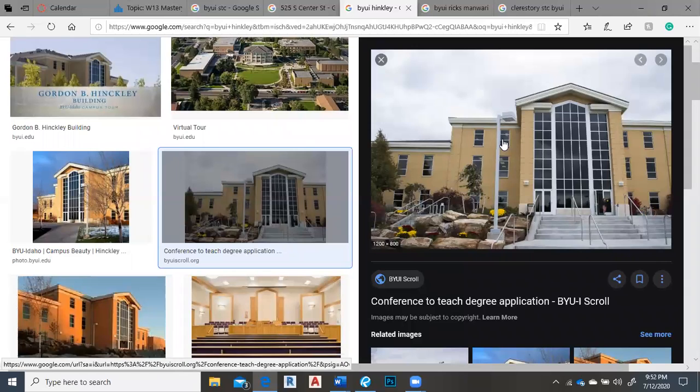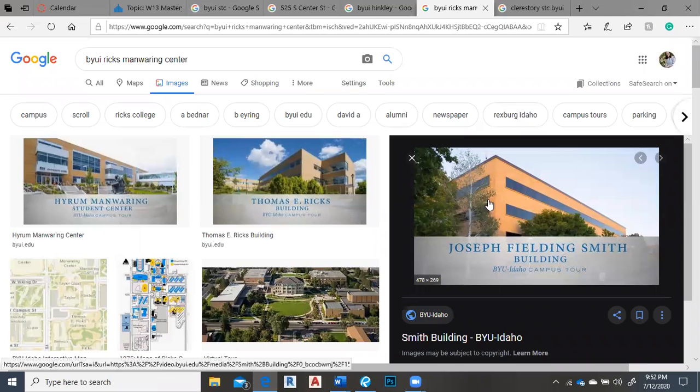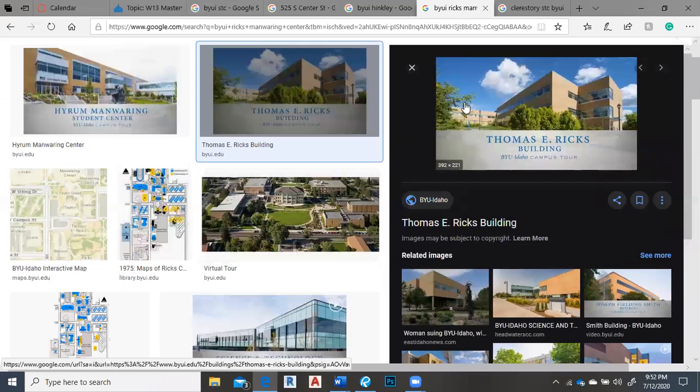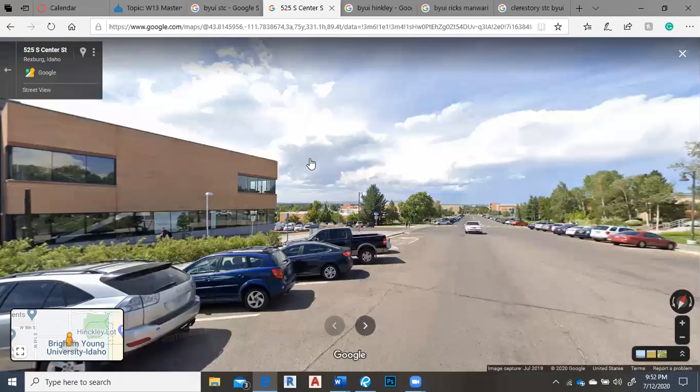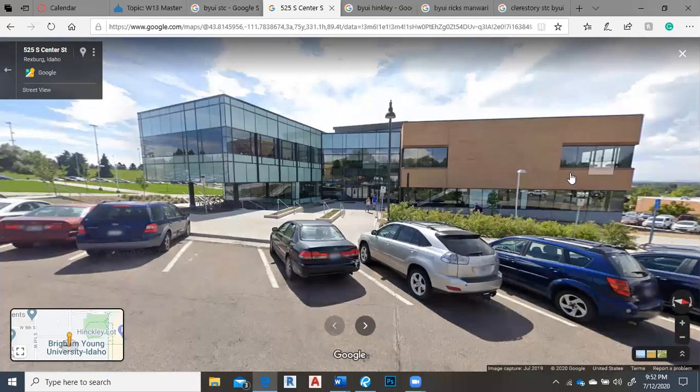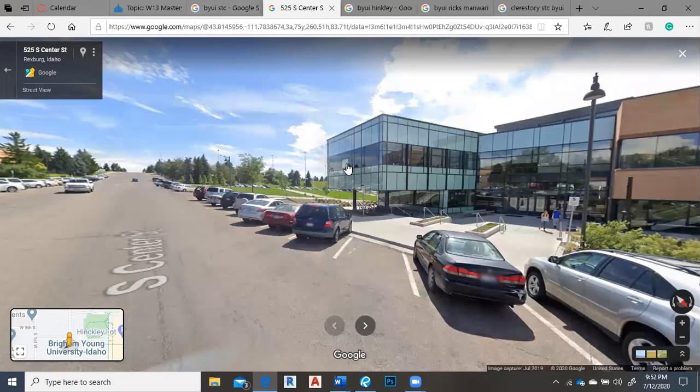As you can see, the majority of buildings on campus have an orangish brick on the outside, and they also have lots of windows like the STC, but they don't typically look like this at all, this tinted glass.